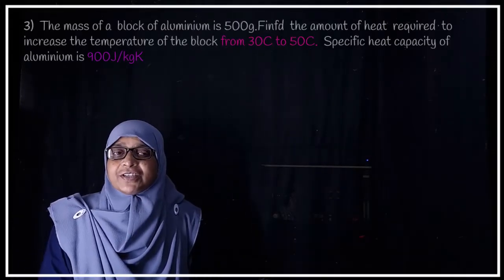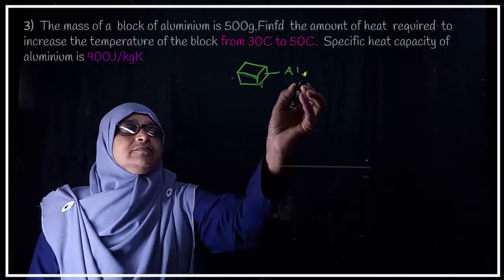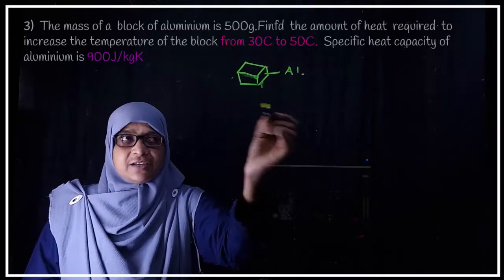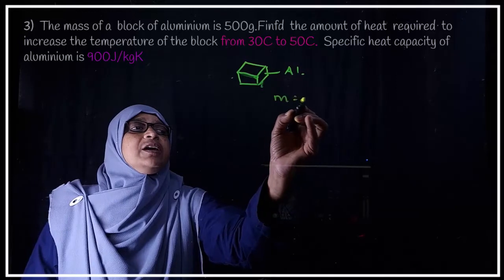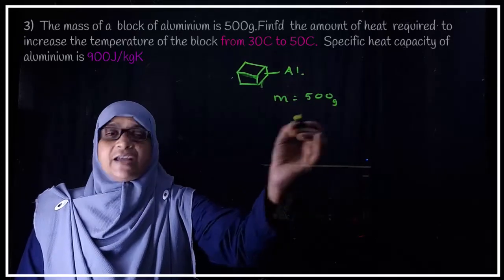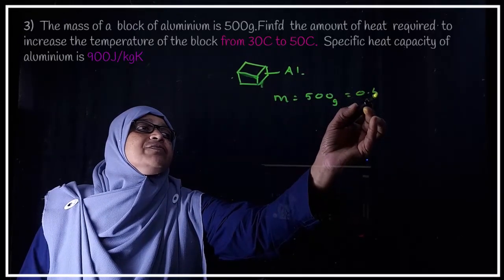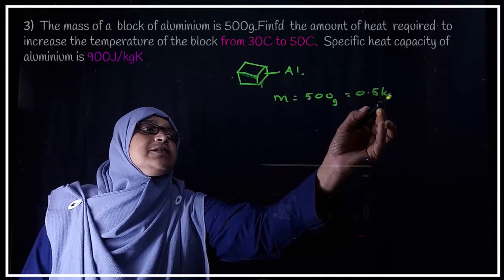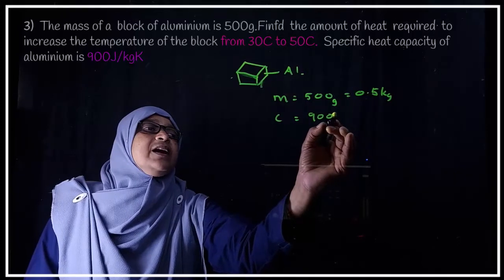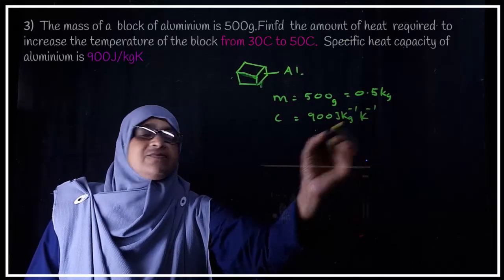Okay, this is a different question. Here the substance is an aluminium block. According to the question, the mass of the block is 500 gram. It should be changed to kg, so that is 0.5 kg. See, the specific heat capacity of aluminium is 900 joules kg minus 1 K minus 1.